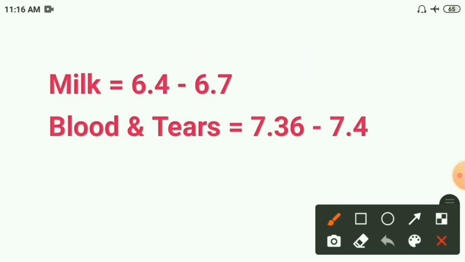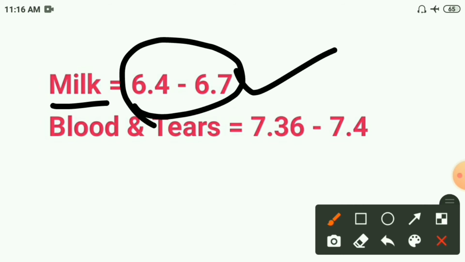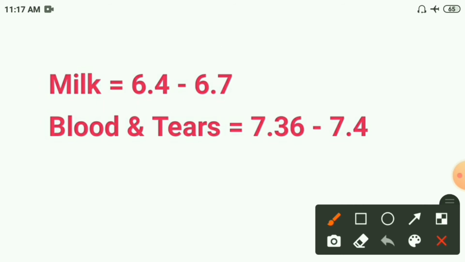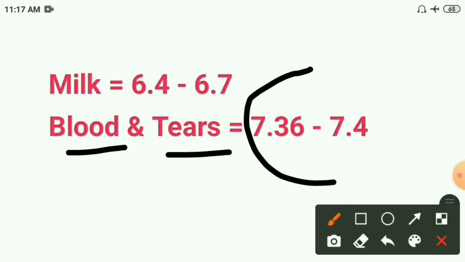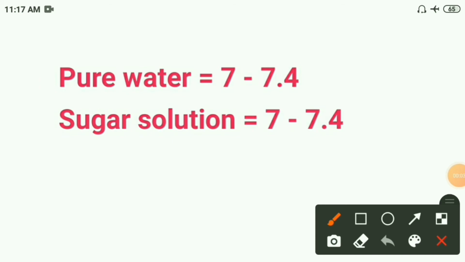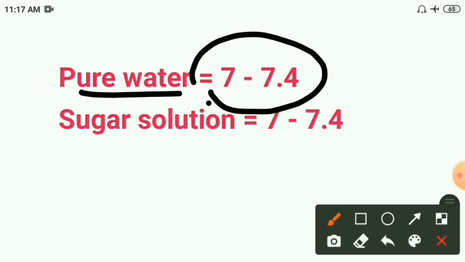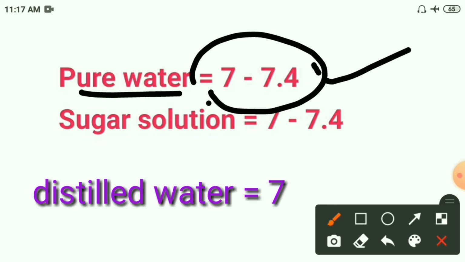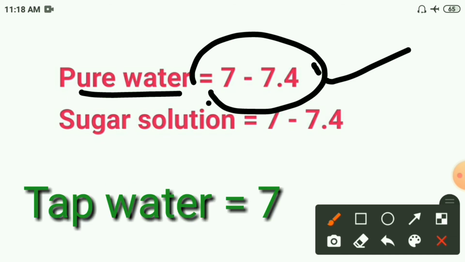The pH value of milk is between 6.4 to 6.7. The pH value of blood and tears are the same, between 7.36 to 7.40. The pH value for pure water is between 7 to 7.40. pH value for distilled water is exactly 7, and pH value for tap water is also exactly 7.